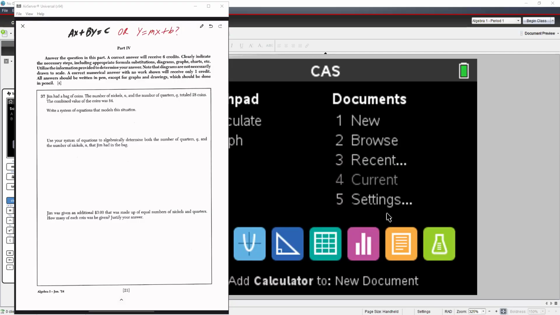Hey, I'm going to do another word problem. This one is from the January 2024 Regents exam. All right, let's just jump into it.